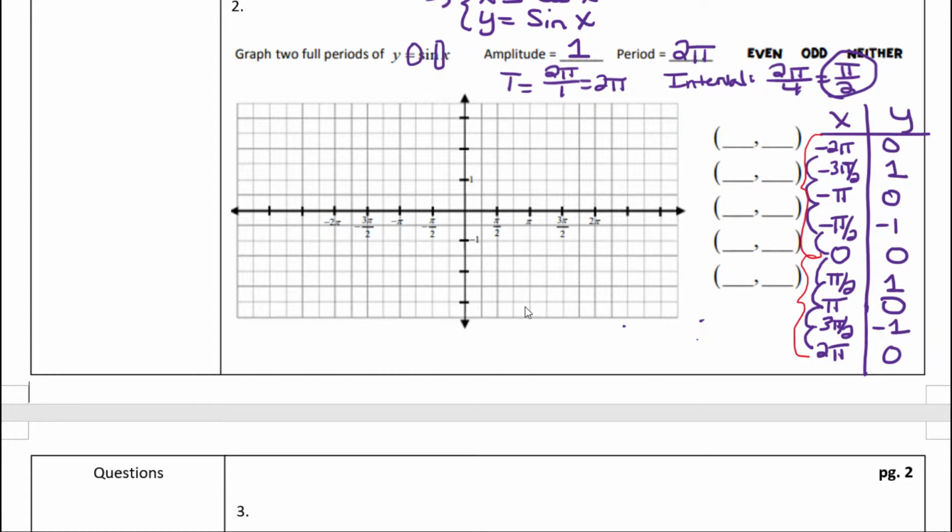So now we can go ahead and graph it. So at -2 pi, we got 0. At -3 pi over 2, we got 1. Then we have 0. Then -1, then 0. Then 1, 0, -1, and 2 pi. Now we can try to graph this.